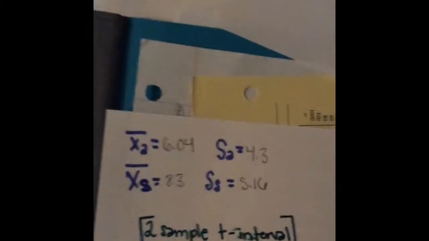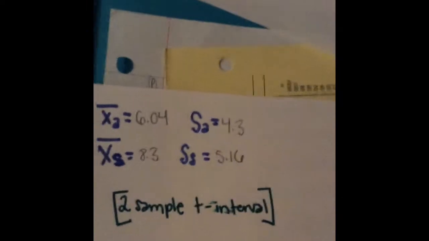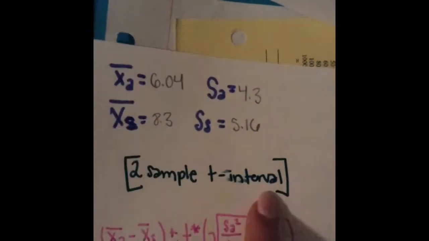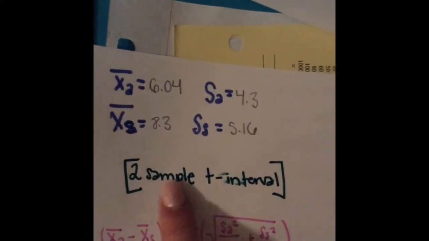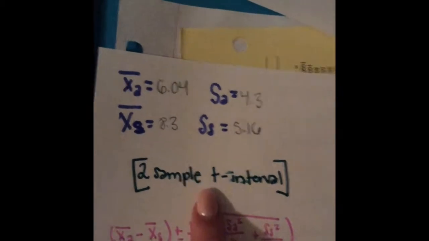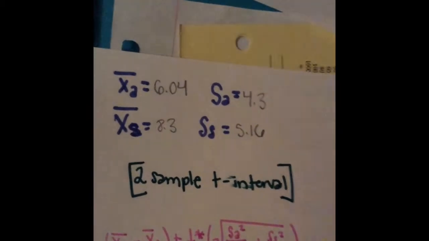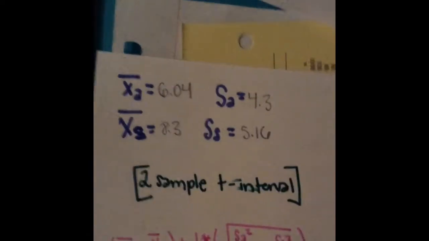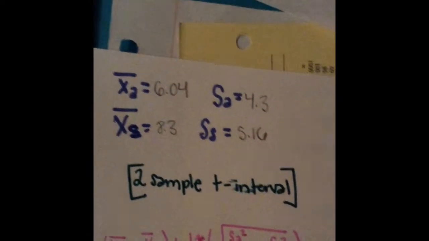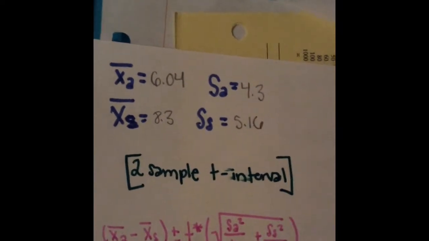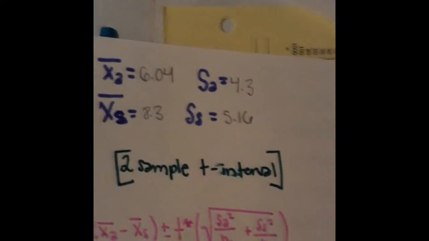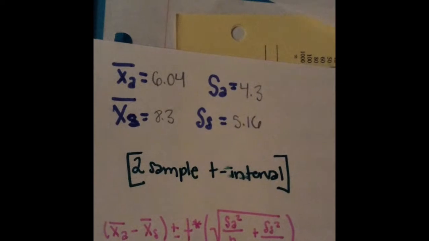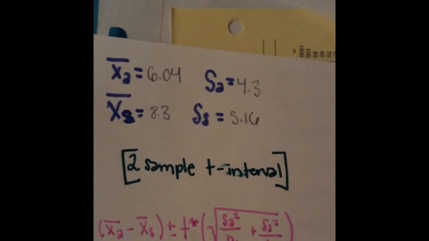And so if we're trying to find a 99% confidence interval, the interval we need to use is a 2-sample t interval. Why are we using a 2-sample t interval? Because we're given 2 sets of data, the ambulance and the self. And we're using a t interval because we don't know the standard deviation of the entire population. We only know the standard deviation of the samples. So then we have to use t.